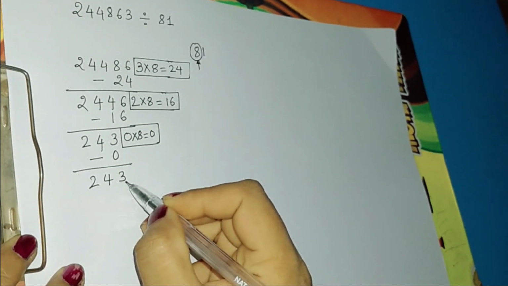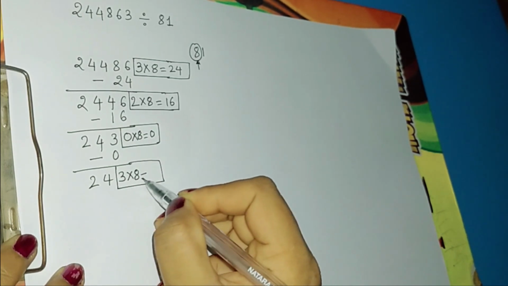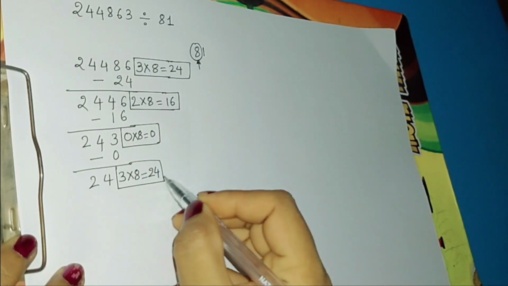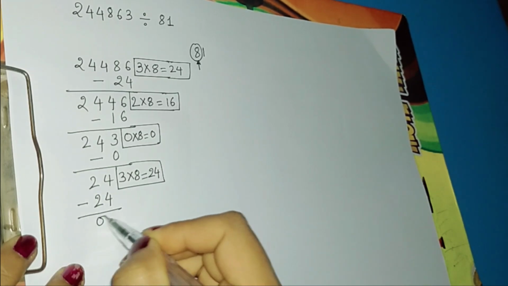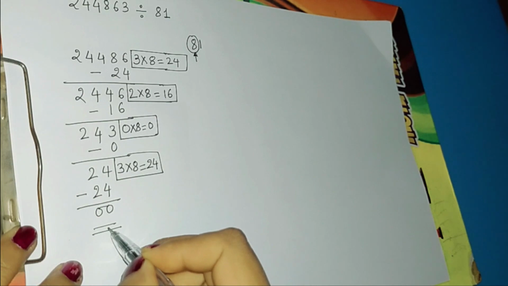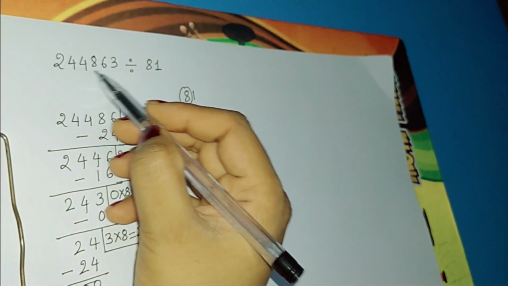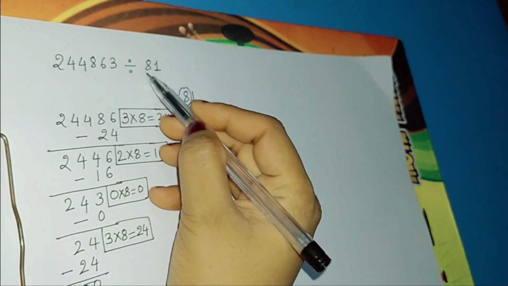Take the last digit of this number, that is 3. We need to multiply this 3 by 8. So 3 times 8, it is 24. Now we need to subtract this 24 from this 24. So 24 minus 24, it is 0. So finally we got 0 here. It means we need to stop our process and it means this 2,44,863 is completely divisible by this 81.